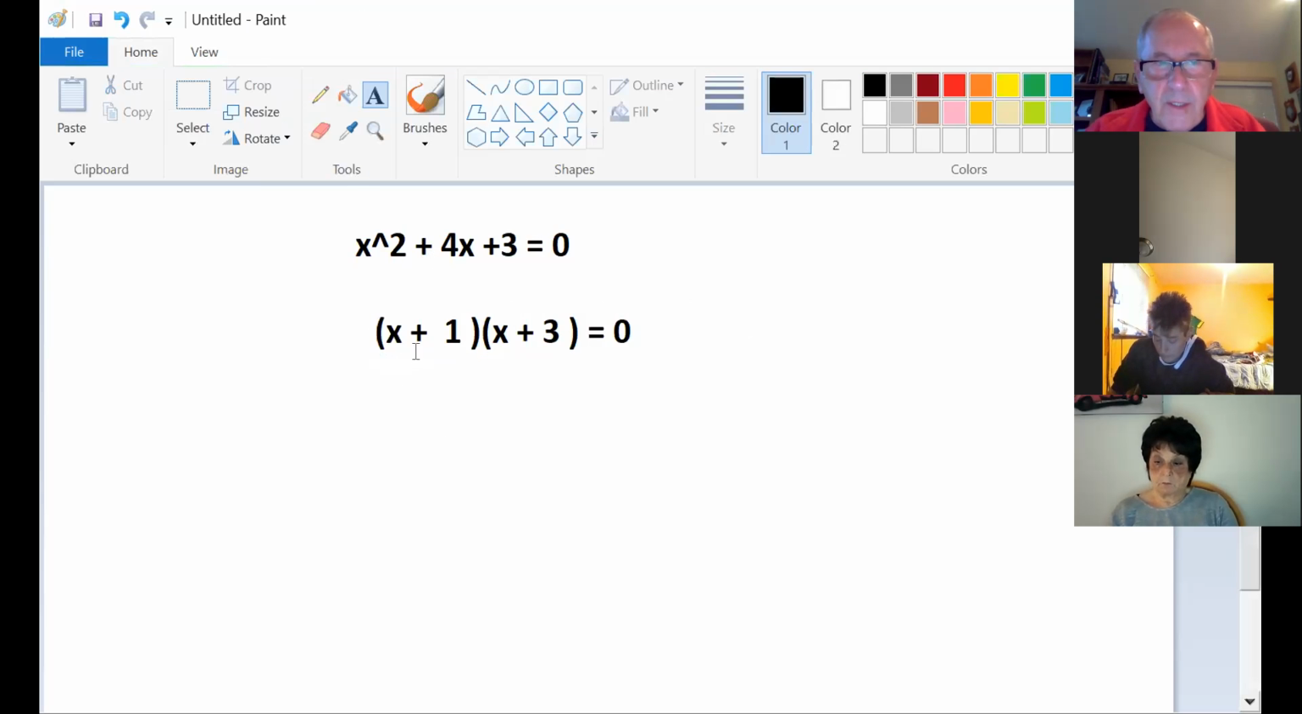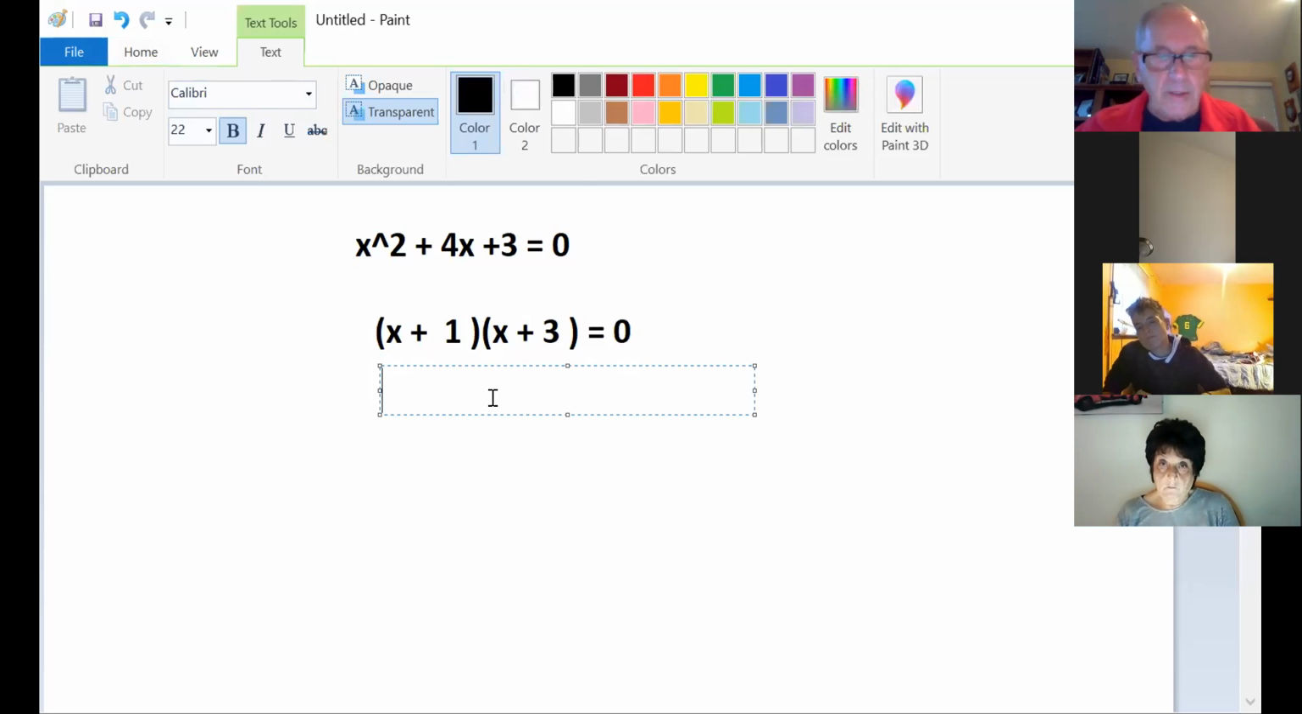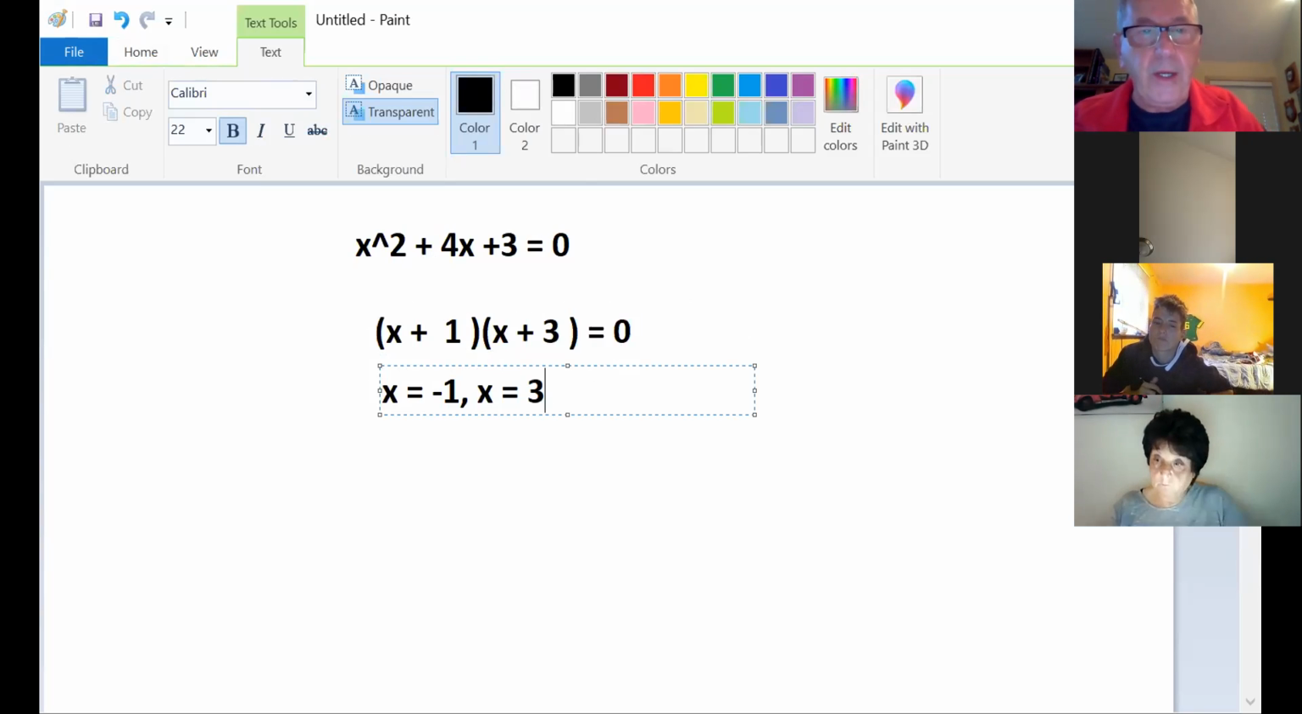So the roots of this is if I put x equal to -1 in here, this is 0. 0 times this is 0. So it satisfies this equation. So I can say there's two roots here. One is x is equal to -1, right? And look at the second one. If I put in -3 here, -3 plus 3 is 0. 0 times this is 0. So it satisfies it. So it becomes x is equal to -3.